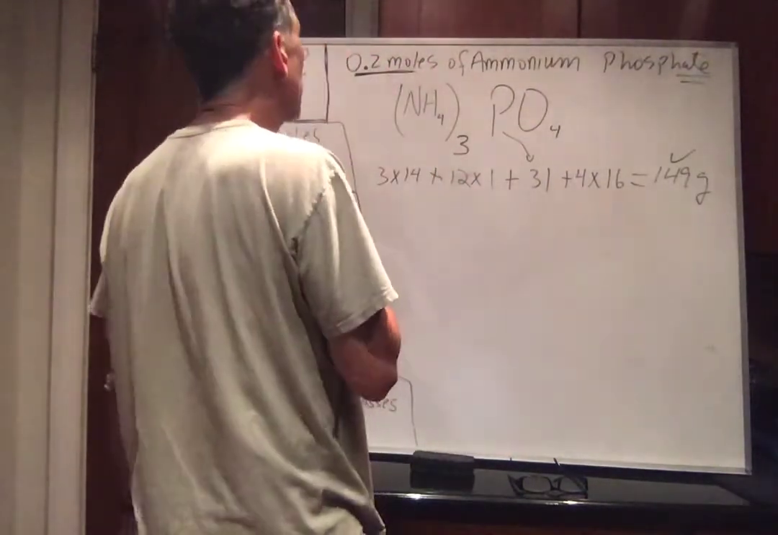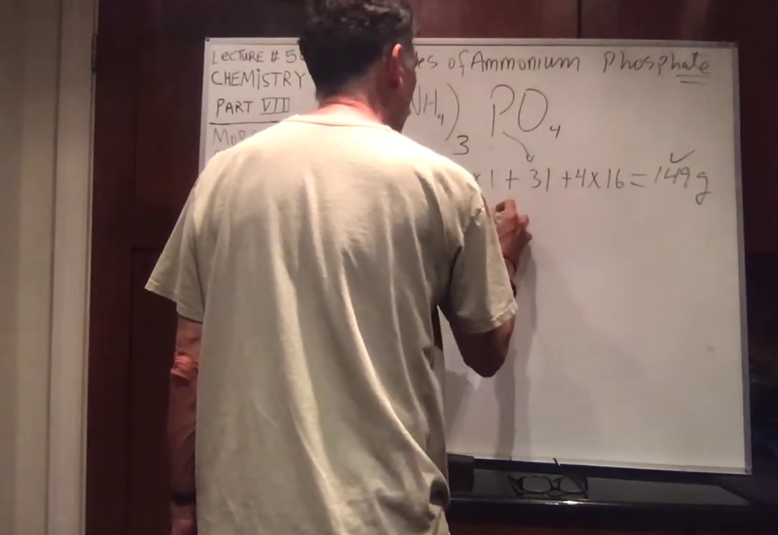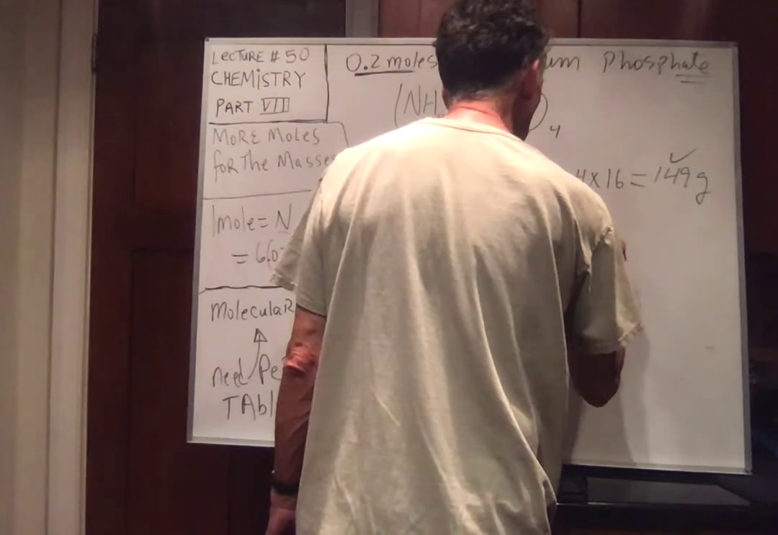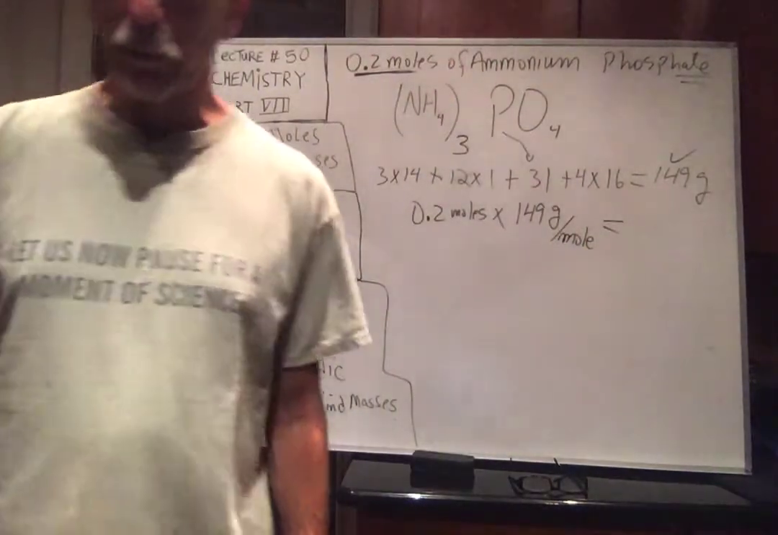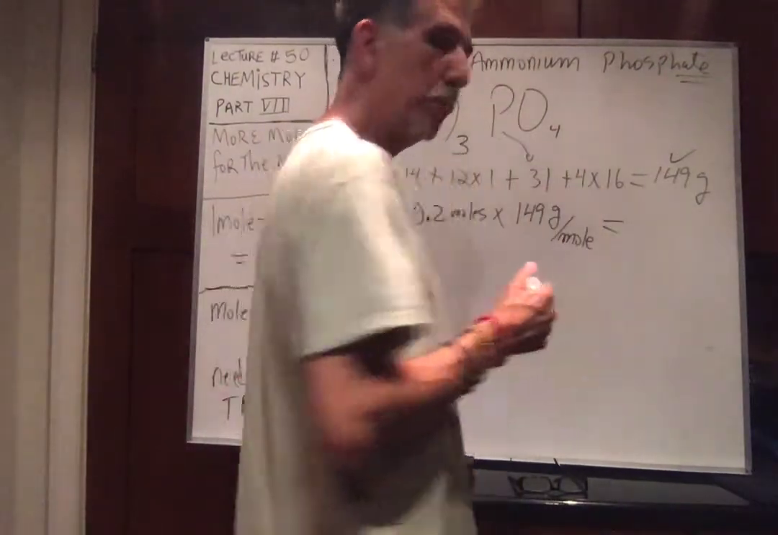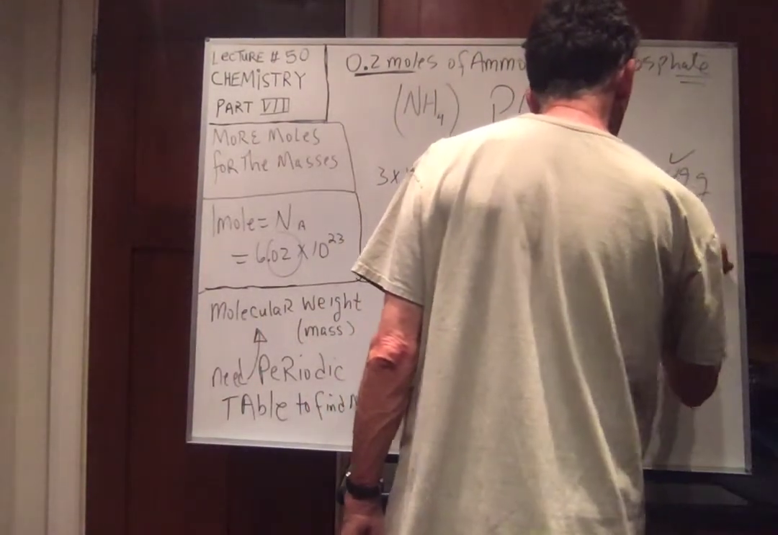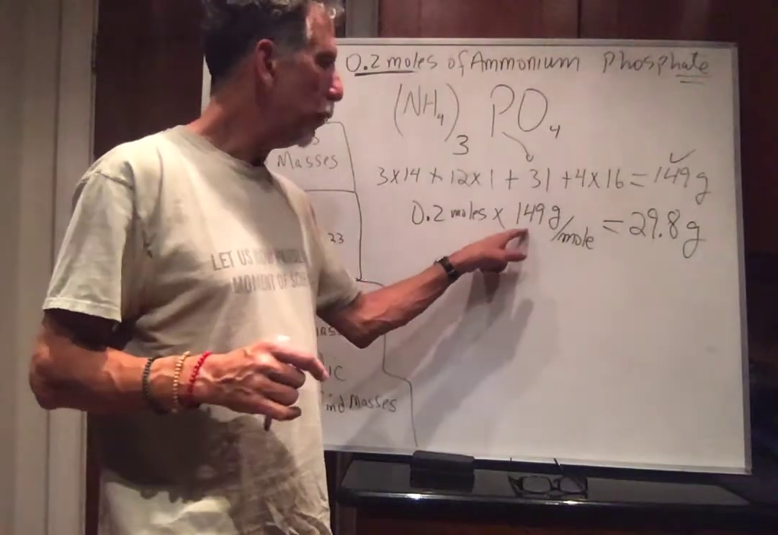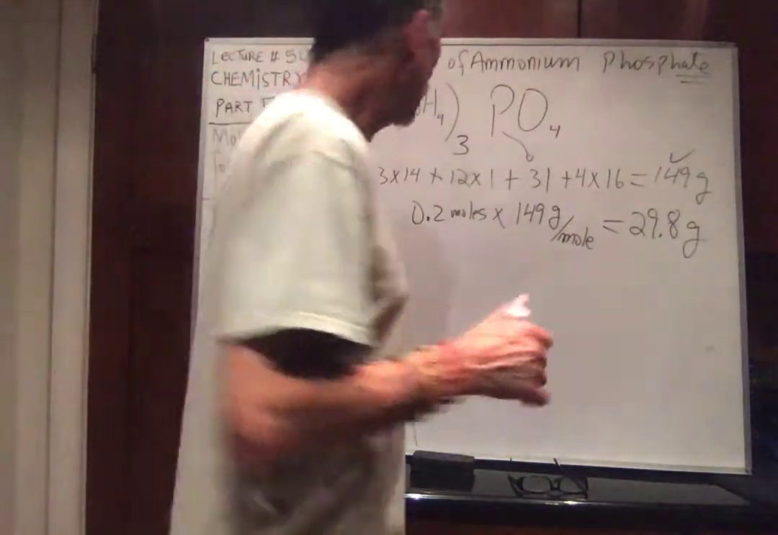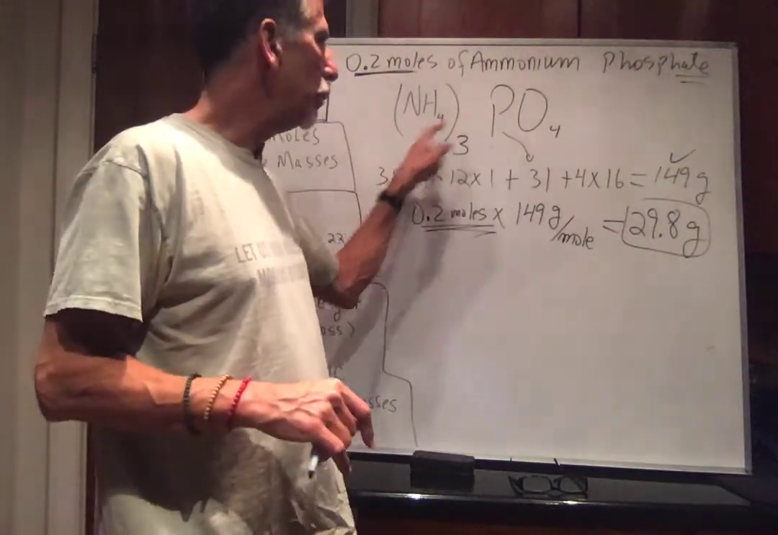Well, I want 0.2 moles. So I have to multiply 0.2 moles times 149 grams per mole, right? Now what does that give us? Multiply by 0.2. I think it's 29.8, right? Yeah, 29.8. Two times 14 is 28. 2 times 9 is 1.8. So yeah, 29.8. So this is the mass of 0.2 moles of ammonium phosphate.